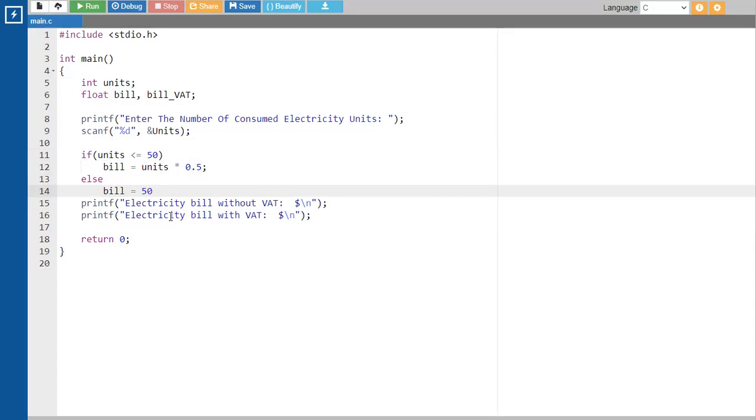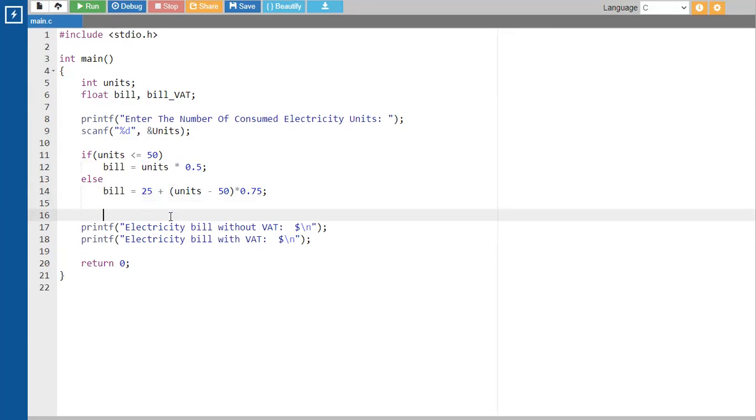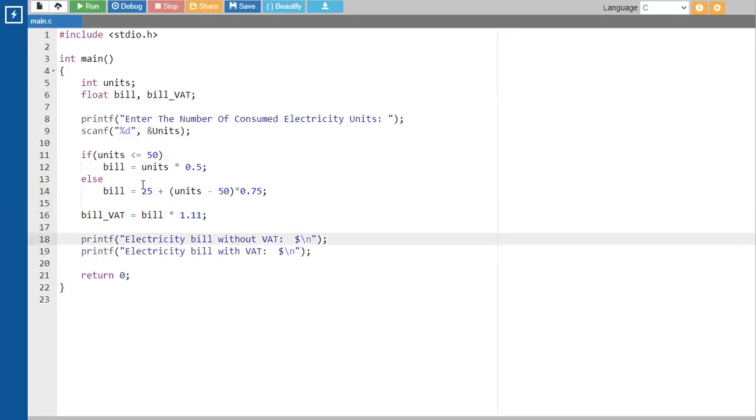Then it equals 50 times, the first 50, times 0.5, which is 25, plus the rest of the units, units minus 50, times 0.75. And now the bill VAT will equal bill times 1.11, 11%.